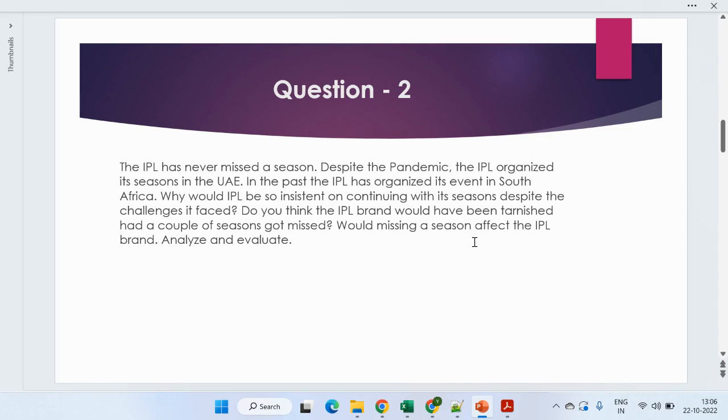So in the question, the very first thing being asked is why IPL is so consistent in making its seasons every time. Second thing, if the seasons get missed due to the pandemic or some other issue, do you think the IPL brand will get a little bit tarnished, or maybe come to a lower side?